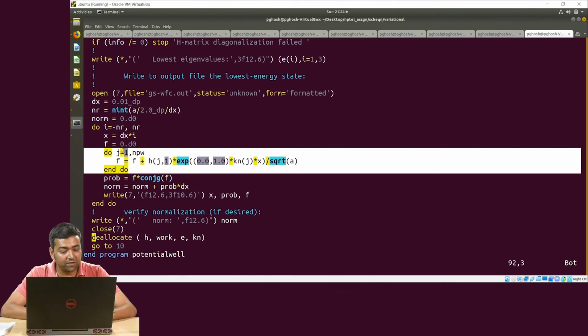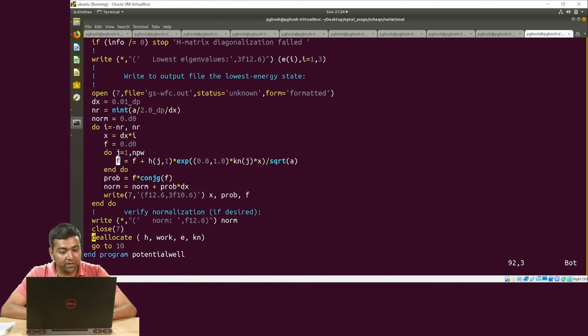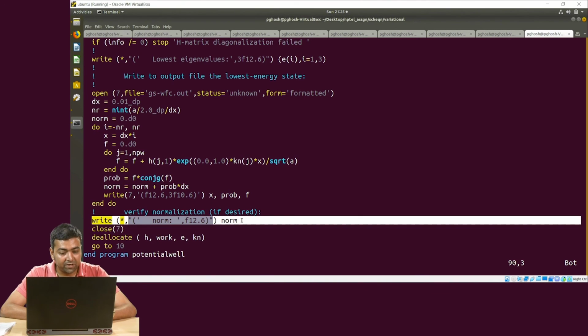Once this is done, for that particular value of x I know the value of my wave function, and then I can compute the probability at that value of x, which corresponds to the wave function multiplied by its complex conjugate. If I multiply this probability by dx and integrate it, that is, add up over all the values of x for the complete do loop, then the value I get at the end of the day, stored in norm, is basically the norm of the wave function. Then in this line I write down the value of x, the corresponding probability at that value of x, and the corresponding value of the wave function. Since I am interested in checking whether it is properly normalized or not, I also print out the value of the norm.